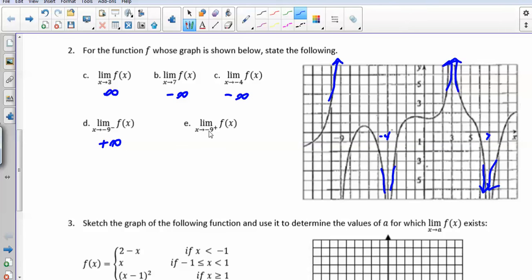And the limit as x goes to -9 from the right, that one seems to go to negative infinity. So the question they don't ask is, what is the limit as x approaches -9? But since one's going to negative infinity and one is going to positive infinity, this one would be a does not exist.